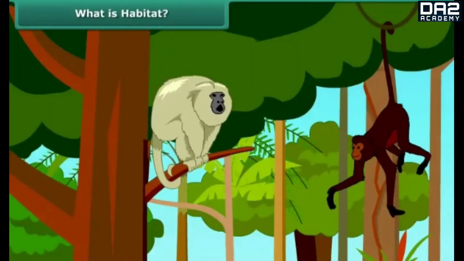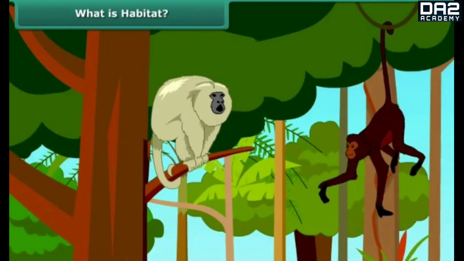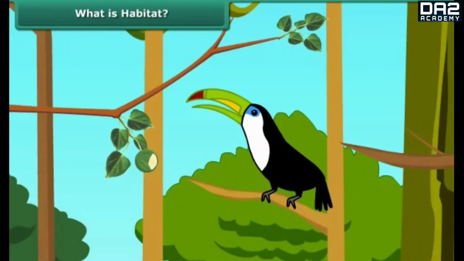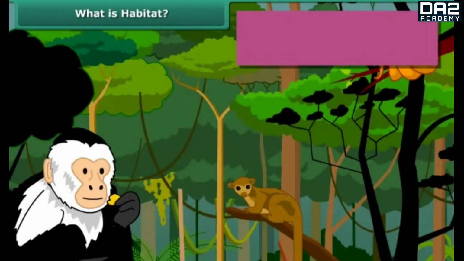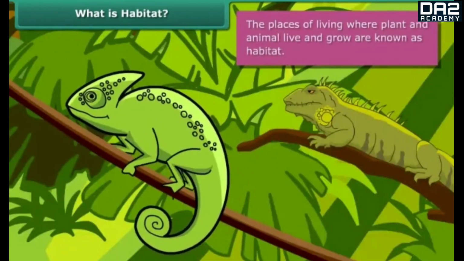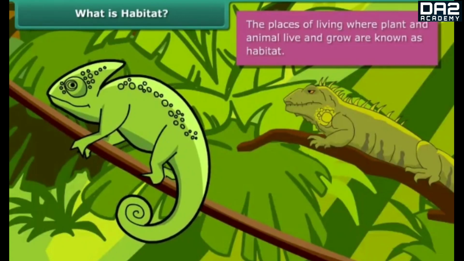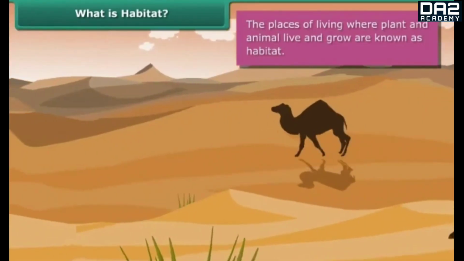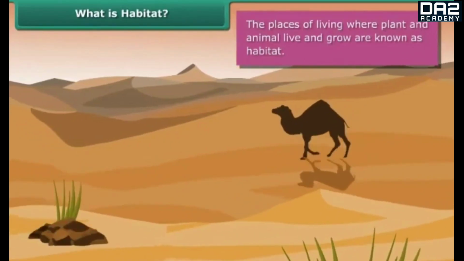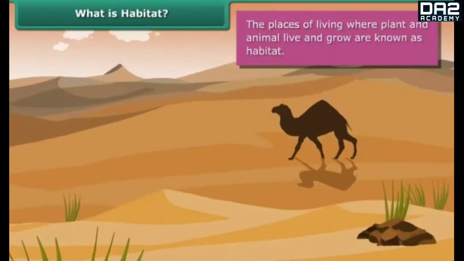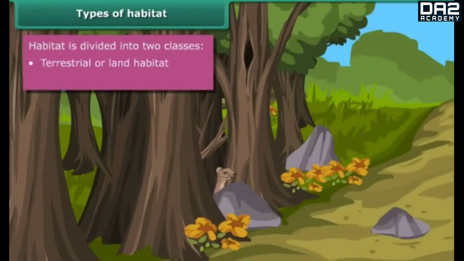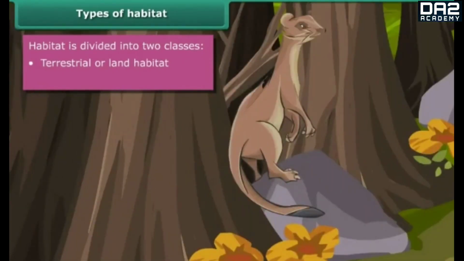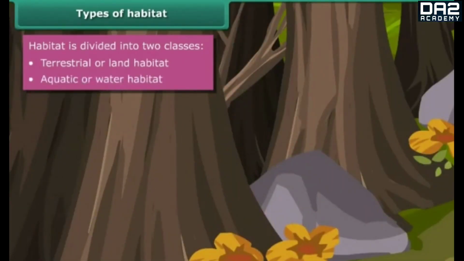We all know that every organism requires some place where its basic necessities like food, water, and shelter are met. This place of living where plants and animals live and grow is known as habitat. All living organisms should adapt themselves to their habitat to thrive and survive in the surroundings. Habitat is divided into two classes. 1. Terrestrial or land habitat. 2. Aquatic or water habitat.